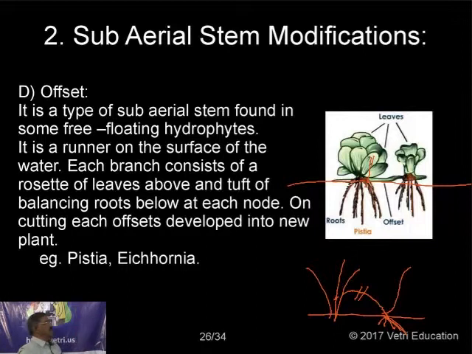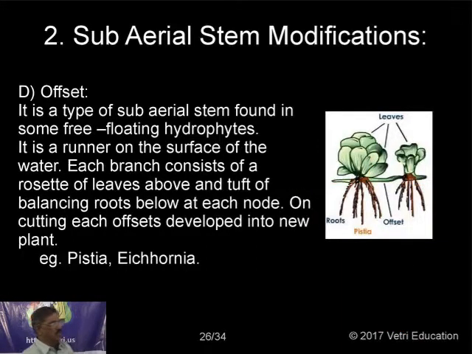The next one is the offset. An offset is nothing but a runner on the surface of the water. It also has long internodes and nodes. From the nodes you can find a bunch of roots below and a bunch of leaves above. In the same way, with the help of axillary buds you can find lateral branches, and it completely spreads over the area. Examples are pistia and eichhornia.